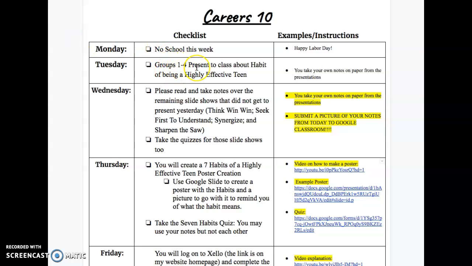Yesterday, groups 1 through 4 presented to class about their habits, and we took notes on paper for that. Today, the rest of the groups were supposed to go, but obviously, I am the only one sitting in this classroom right now, so that's not going to happen.